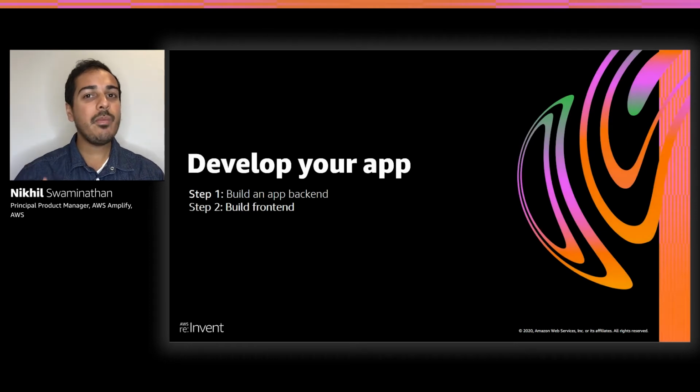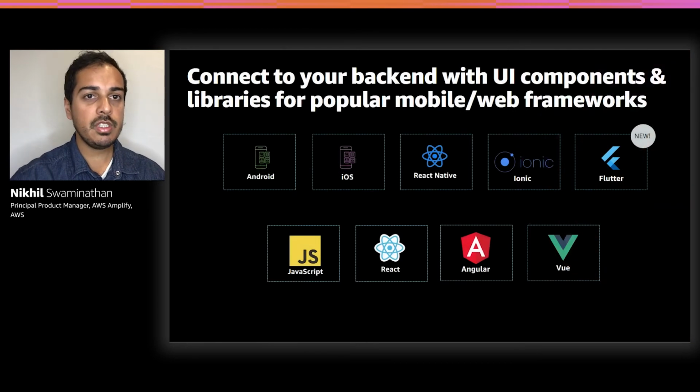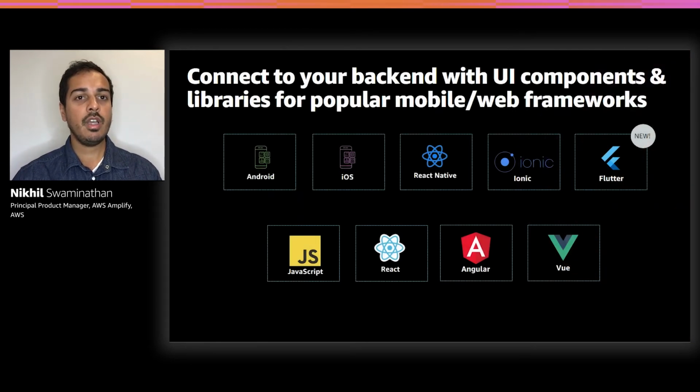Step 1B in the process is really connecting to that backend from our front end. So for the purposes of this session, I'm going to build a React app that connects to the backend. But what we have with Amplify is Amplify client libraries that offer an easy way to connect to the backend across platforms and frameworks. So we have support for iOS, Android, and JavaScript. And within JavaScript, there are a bunch of different flavors ranging from React, Angular, Vue.